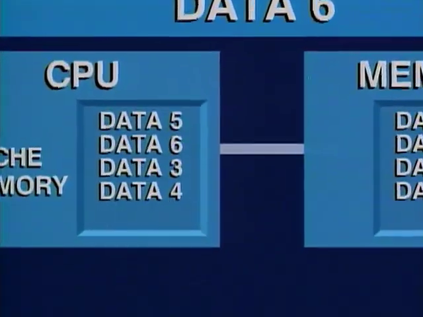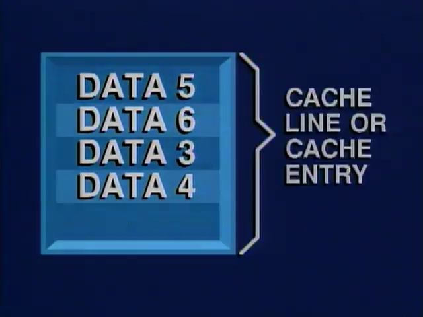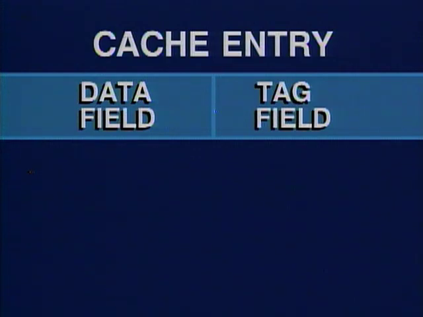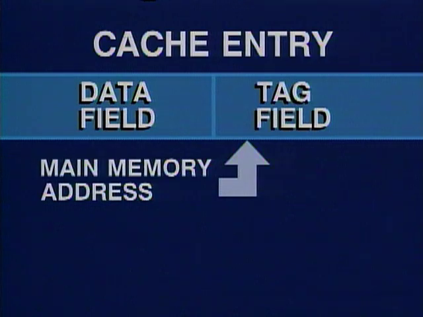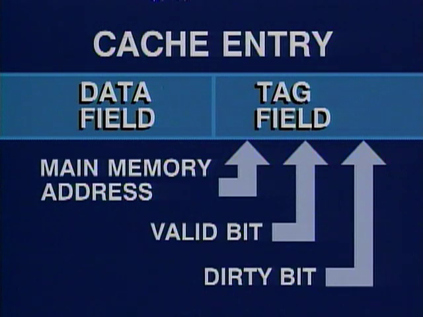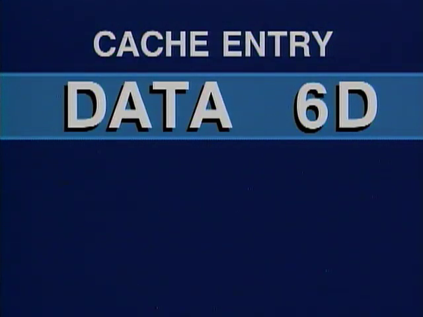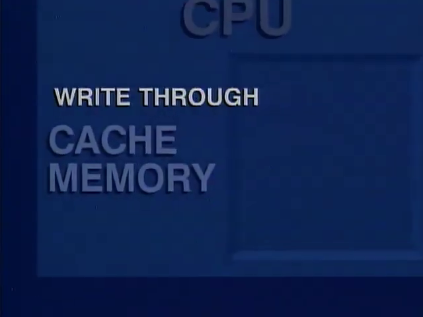The information that is involved in a cache transaction is referred to as a cache line or a cache entry. A cache entry consists of a data field and a tag field. The tag field holds information about the corresponding data. This information includes the main memory address, a valid bit, and a dirty bit. The dirty bit, when set, indicates that the data has been modified while in cache. There are 2 types of cache memory: write-through cache and write-back cache. Each handles data that is modified while in cache differently.